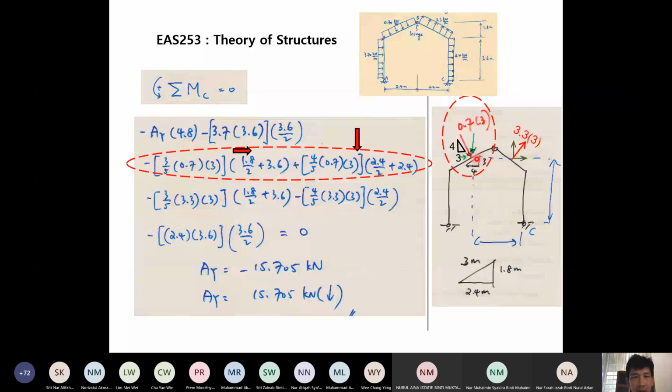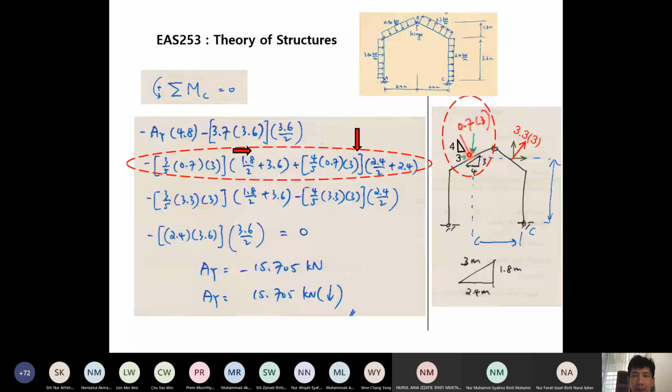This is causing a clockwise moment, correct. We are taking moment at C, so it's causing clockwise moment at C, that's why it becomes negative. So the second term here on this second line indicates the moment caused by the vertical component. So find the vertical component of the force first, 0.7 multiplied with 3, this is the total force. Get the vertical component, so it becomes multiplied with 4/5.